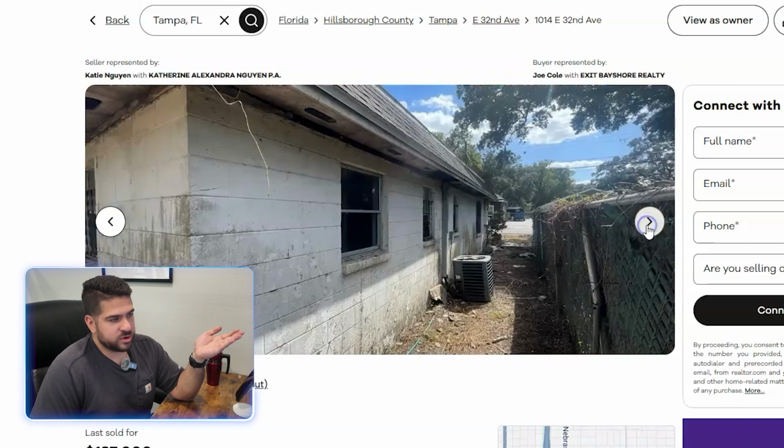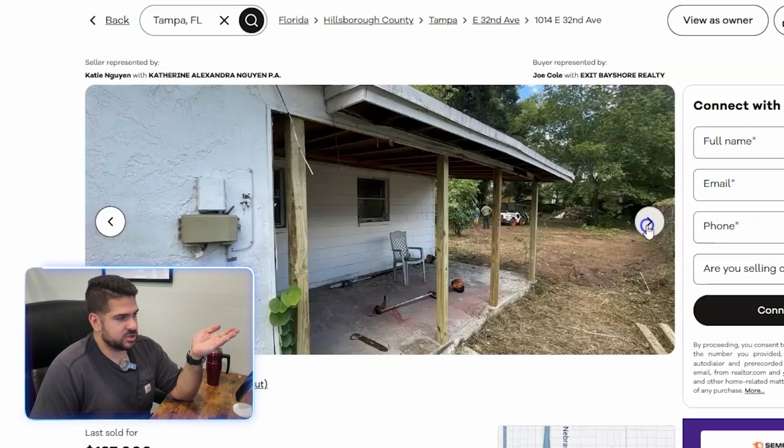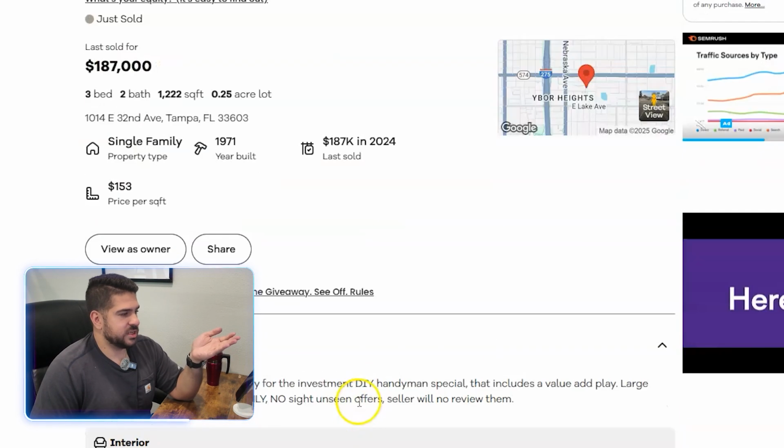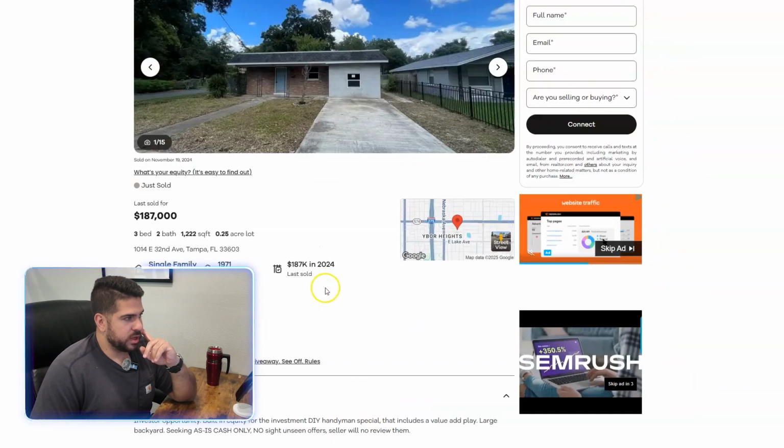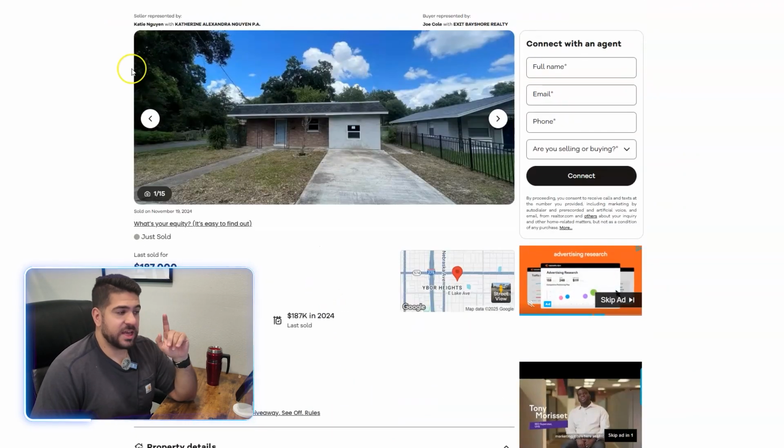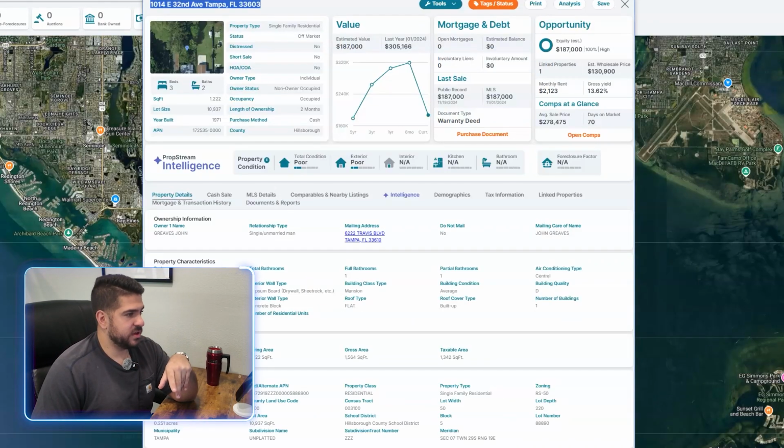This needs a whole rehab, the whole thing. You know, it's already in rough shape. There's no saving it, right? So it's 187 they sold it for, and it was 1,222 square feet. So that's a little bigger than the subject property, but that was a fixer-upper. This is not an ARV comp. This is like an as-is value comp.